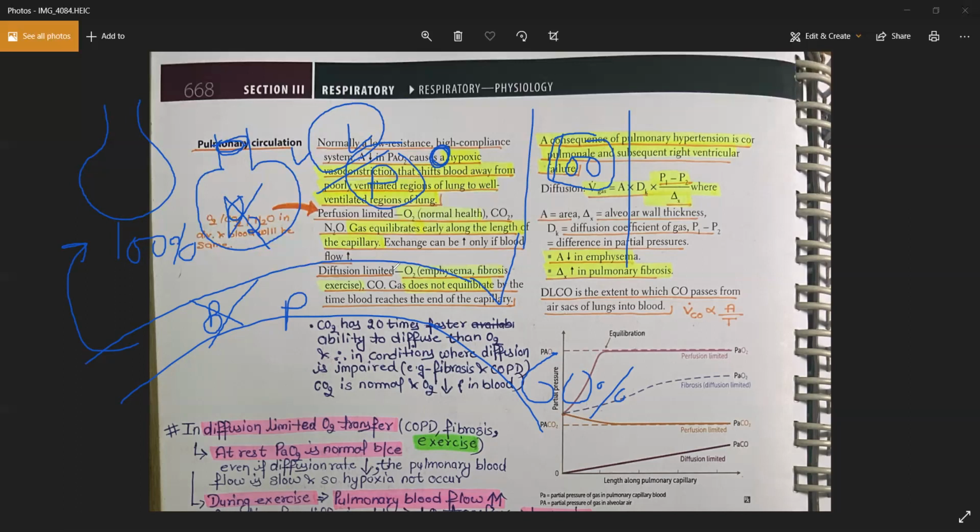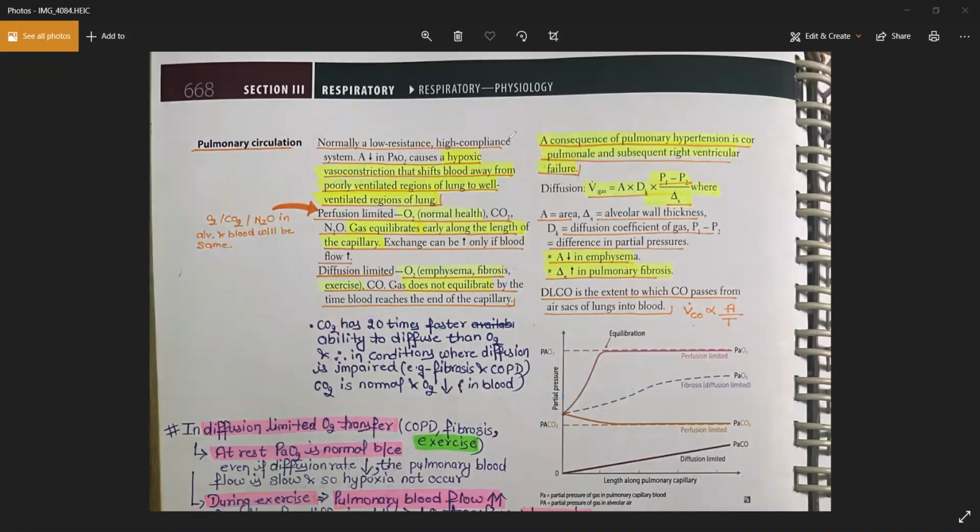So as a result, the VQ mismatch will be controlled. It won't be zero. It will be somewhere near 1. And the saturation will be decreased, for example, say only 80 to maybe 85% saturation is still present. Only by 15% you have the drop in saturation. So the hypoxic vasoconstriction is a mechanism to preserve the VQ ratio whenever a blockage in your airway tract happens. This will prevent the change in the VQ.